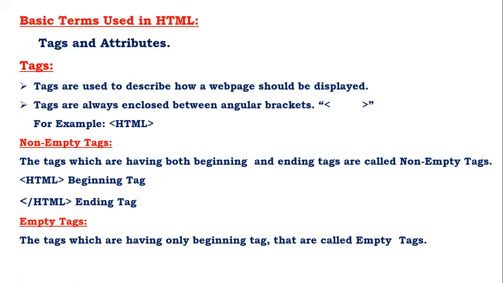Next, empty tags. The tags which have only a beginning tag are called empty tags. Example, HR tag and break tag. HR means horizontal rule line and BR means break tag. These HR and break tags do not have ending tags, so these two tags are called empty tags. The HR tag is used to put an underline on the web page, and the break tag is used to give space between the lines on the web page.